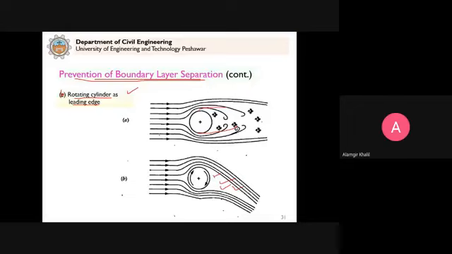Now coming to this case here, when we rotate a cylinder, it can help to minimize or prevent the boundary layer separation. Then this concept gives rise to a very interesting phenomenon, which is known as the Magnus effect. What is the Magnus effect?